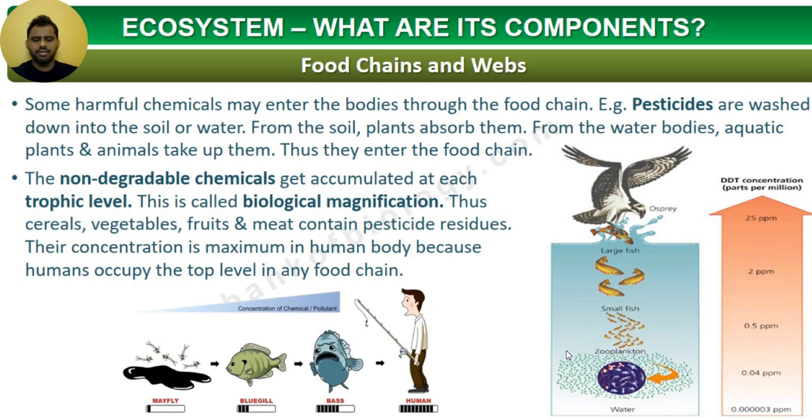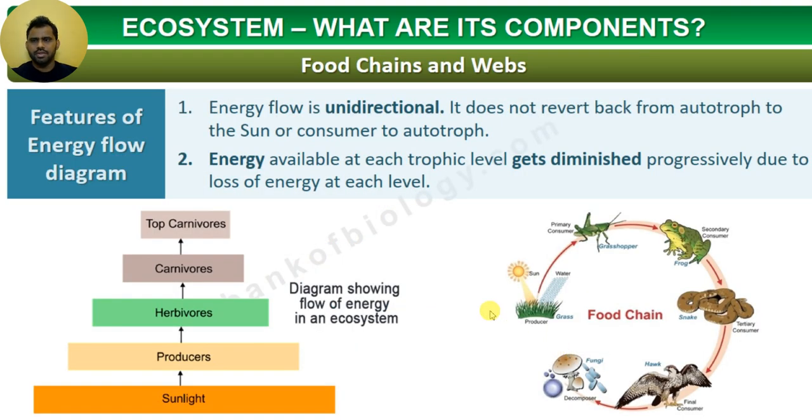Let us understand the food chains and webs and the features of the energy flow diagram. See, sunlight goes to producers. Producers are the plants and the bacteria. They are eaten by herbivores. Herbivores are the ones that eat green grass. They are eaten by carnivores, the bigger animals, and then top carnivores are even bigger animals.